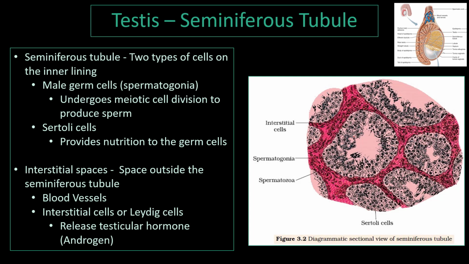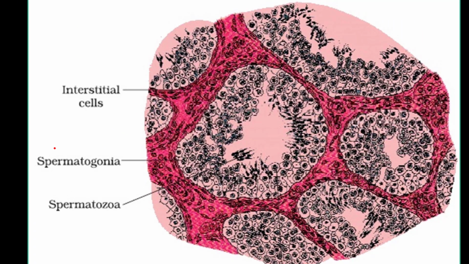Now if we zoom in on the seminiferous tubules, a cross section under the microscope looks something like what you are seeing in the picture here. On the inner side, this is the inner side, in this inner lining I can see certain structures. There are two types of structures in the inner lining. One of them is called the spermatogonia. As you can see here, these are the spermatogonia, and these are the male germ cells.